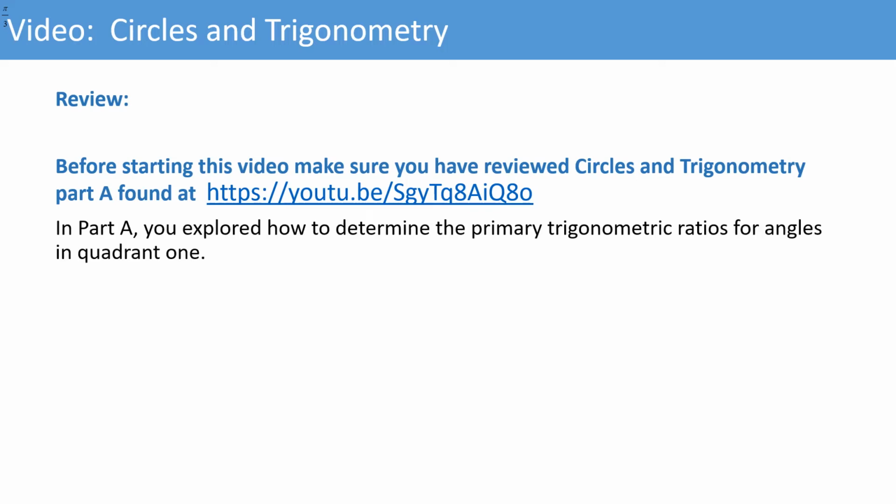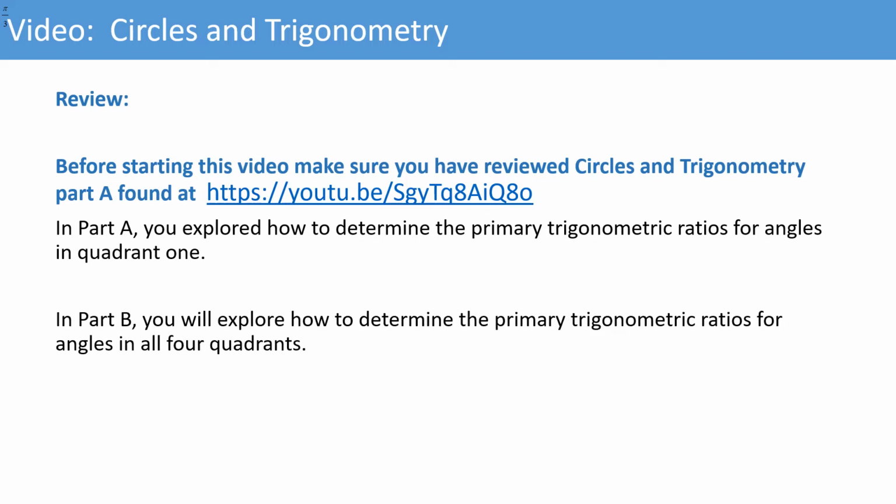In Part A, you explored how to determine the primary trigonometric ratios for angles that were in quadrant 1. In Part B, you will now explore how to determine the primary trigonometric ratios for angles in all 4 quadrants.